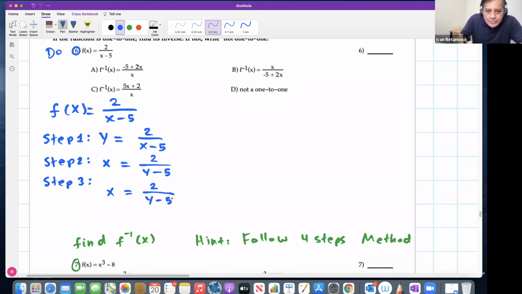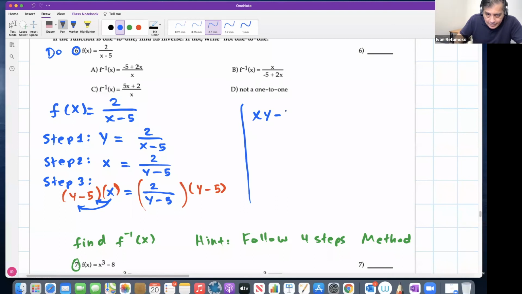So how can we isolate y? Well, we can multiply both sides of this equation by the denominator, which is y minus 5. And as a result of that, we're going to get, let's continue our work here. This times this is just xy, x times 5, 5x, right? Just apply the distributive property there. These two guys, they cancel, so this is equal to 2.